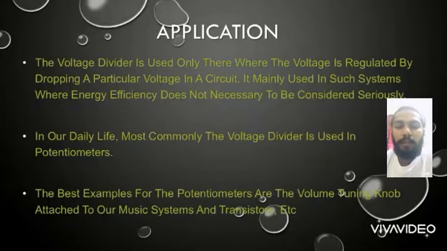A voltage divider is used where the voltage is regulated by dropping a particular voltage in a circuit. It is mainly used in systems where energy efficiency does not need to be considered seriously. And in our daily life, the voltage divider is most commonly used in a potentiometer. The best example of a potentiometer is the volume turning knob attached to our music system, and resistors, etc.